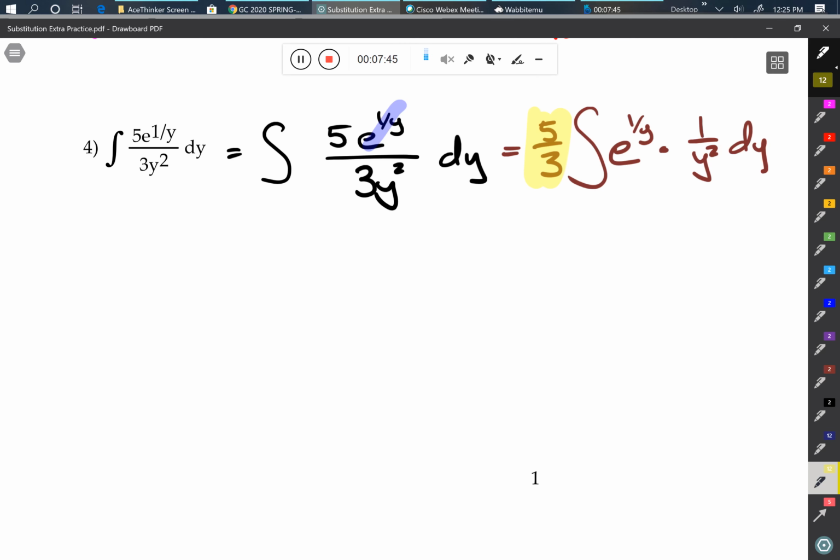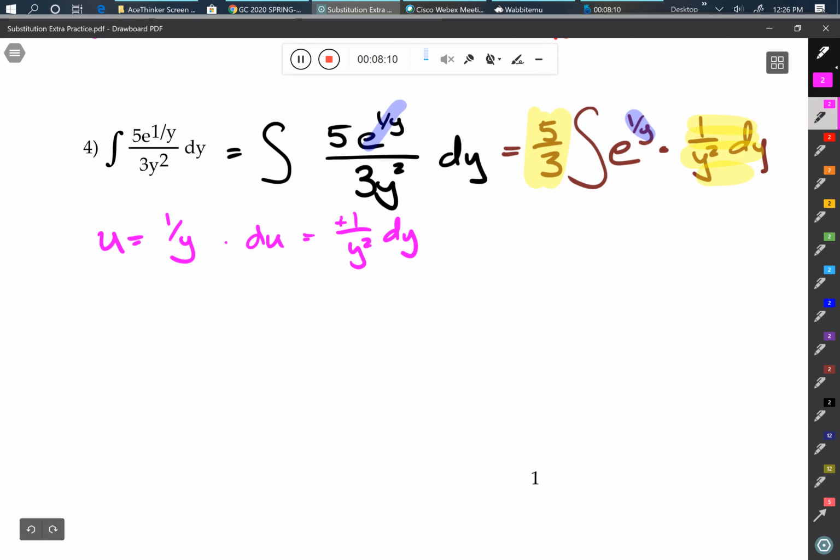Right? And so now I'm going to try substitution with that being my u. So if u is equal to 1 divided by y, then the differential du is going to be the derivative of that. So that would be negative 1 over y squared dy. And I've almost got that right here. I've got positive that, and I need negative that. So could I just make this side positive and make that side negative and call it good? And then do my substitution.